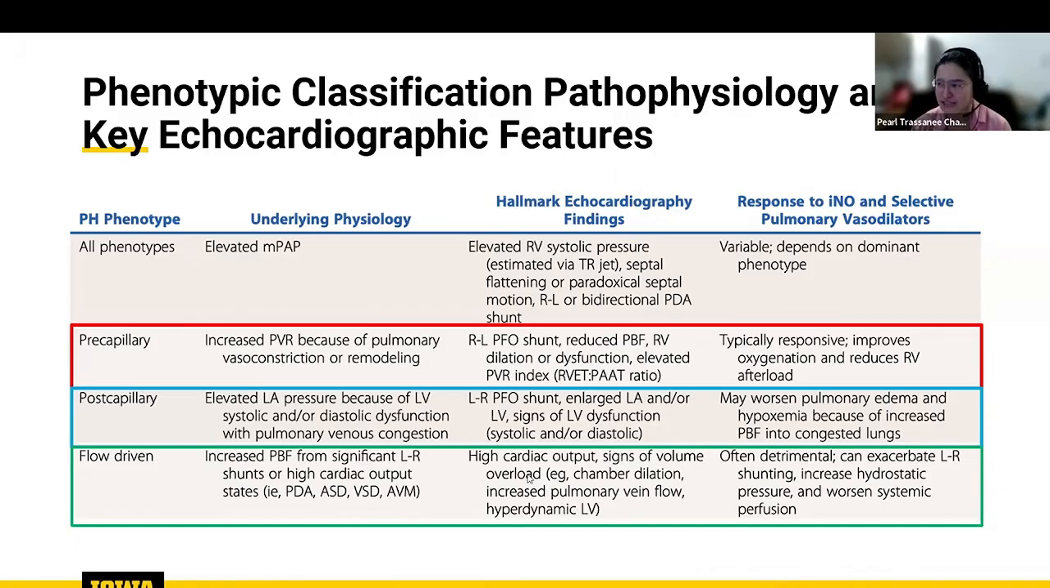This framework highlights how phenotypes matter. The goal of targeted neonatal echocardiography is therefore to move beyond a diagnosis of pulmonary hypertension and ask a more important question: what is the driving force, or driving cause, of the pulmonary hypertension in this patient? Once we identify the dominant phenotype, we can then tailor therapy to the underlying physiology rather than treating all pulmonary hypertension as a single disease.